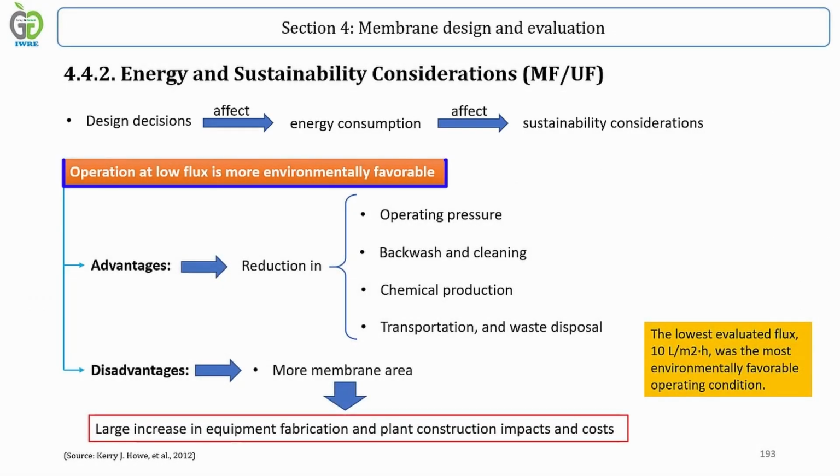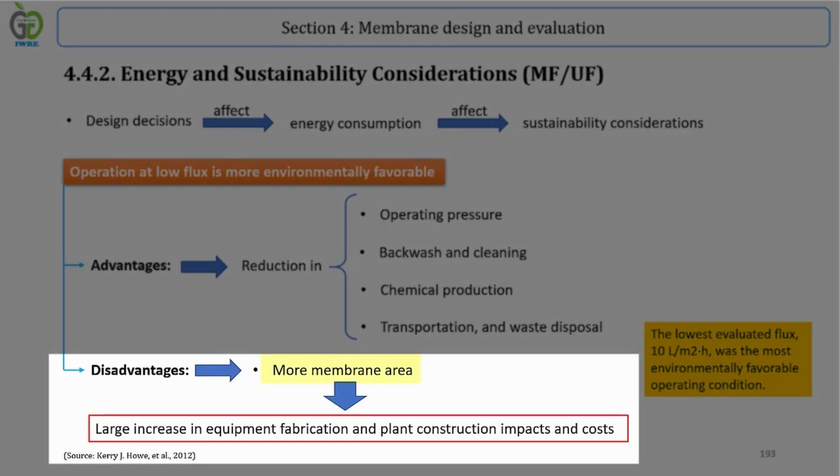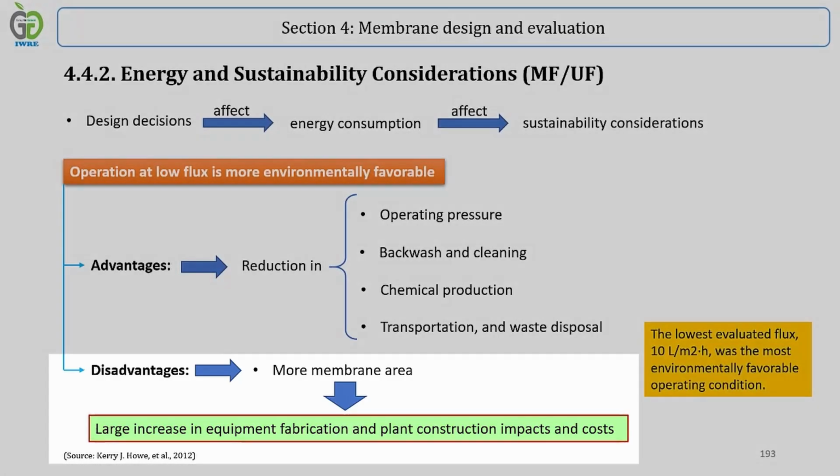The study found that operation at low flux was more environmentally favorable. Low flux operation requires more membrane area to produce the same flow, so the main disadvantage is the large increase in equipment fabrication and plant construction impacts and cost.